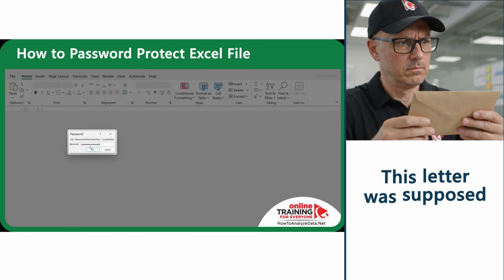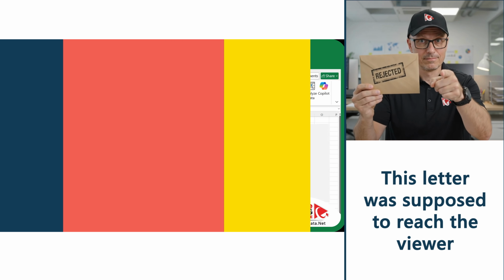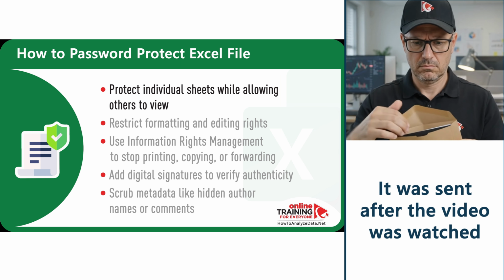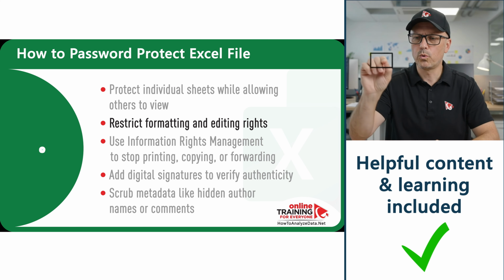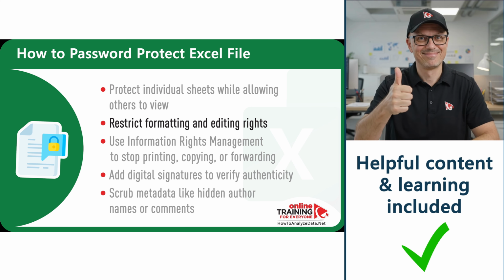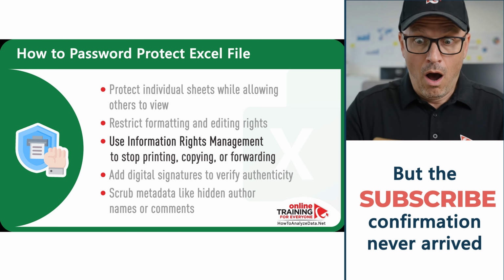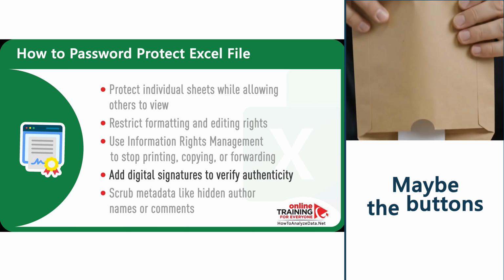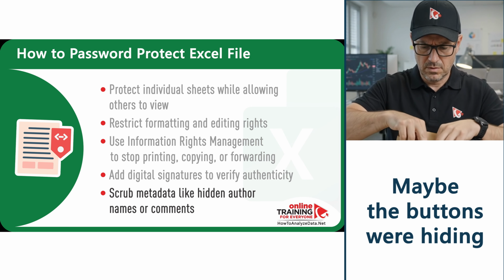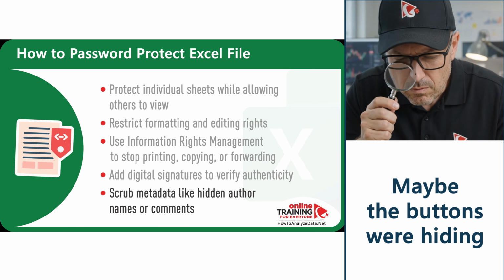But encrypting an Excel file is just the beginning. With Excel 365 and Microsoft 365, you can protect individual sheets while allowing others to view. You can restrict formatting and editing rights. You can use information rights management to stop printing, copying, or forwarding. You can add digital signatures to verify authenticity. You can also scrub metadata like hidden author names or comments.